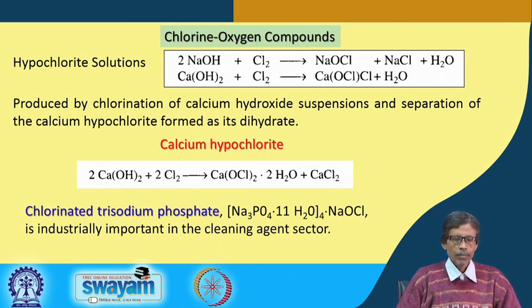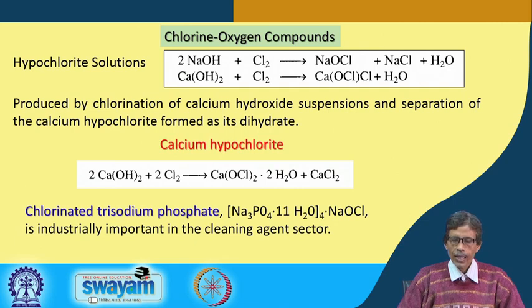That is nothing but your trisodium phosphate, Na3PO4. If we can crystallize Na3PO4 in the presence of sodium hypochlorite solution, we get chlorinated trisodium phosphate. Industrially it is known as chlorinated, but it is not a typical chlorine compound or anything; it has sodium hypochlorite as its crystallized form with Na3PO4 with 11 water molecules of crystallization.